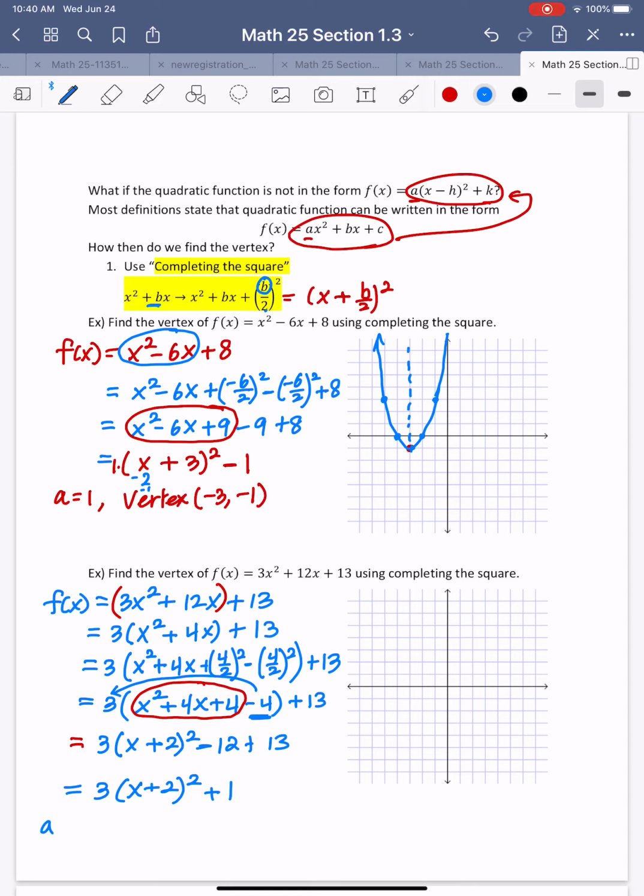And then you get 3 of x plus 2 squared plus 1. So now a is 3, which is positive, which is going up. And then the vertex is h and k, which is negative 2 and 1. So when you have negative 2 and 1, it's right here. And then if you plug in negative 1, which is 1 squared, 1 times 3 plus 1 is 4. So 1, 1, 1, 2, 3, 4. And the 1 is just right here. And then you get this parabola. Very narrow because of the 3.